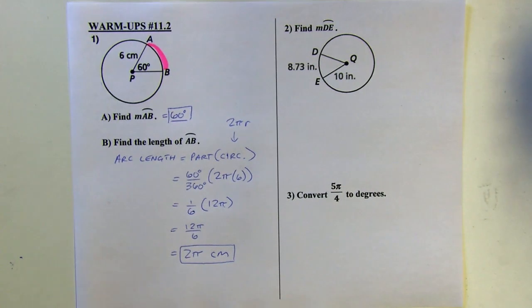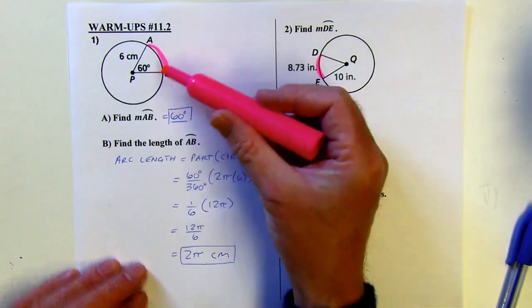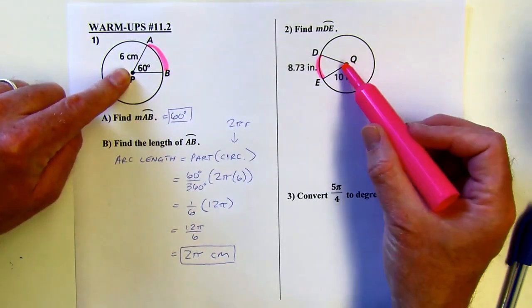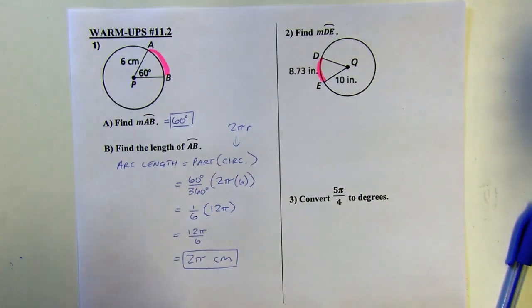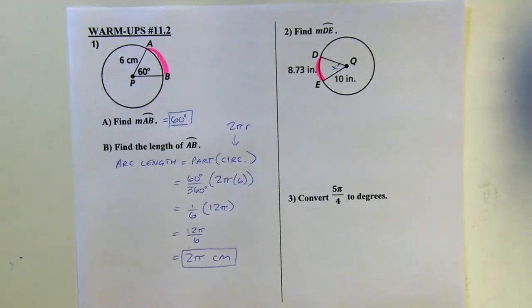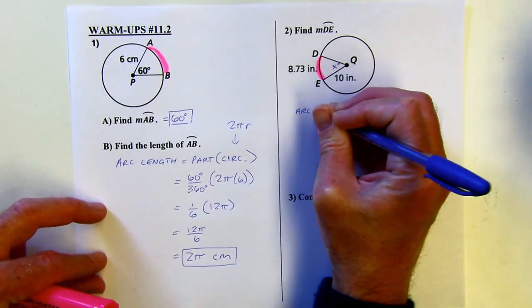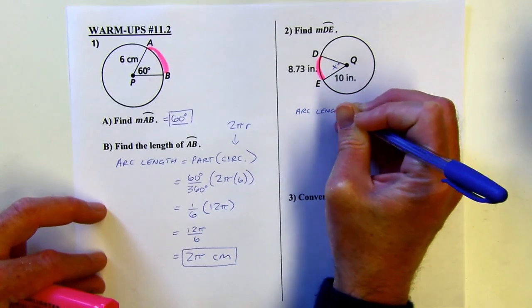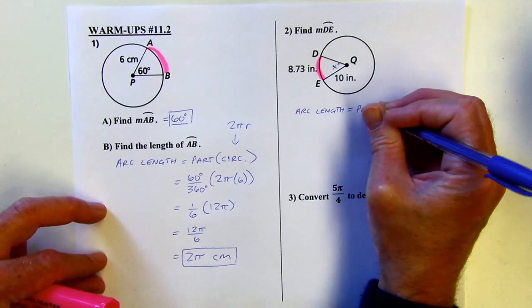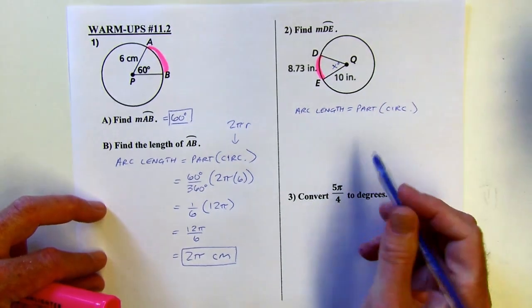Right? Okay, so find the measure of arc DE. Well, the measure, remember the measure here was 60 degrees, so the measure of this slice is going to be the same as the measure of the central angle. Okay, so this one's a little trickier, but we're going to use that same formula we used over here. So the arc length is going to be part of the circumference. So let's just start plugging whatever we can into this, okay?